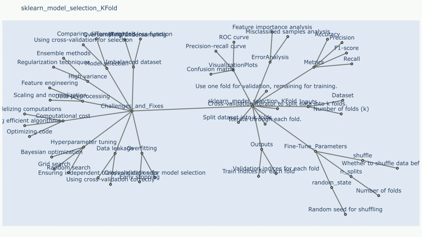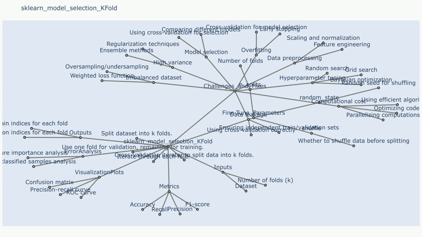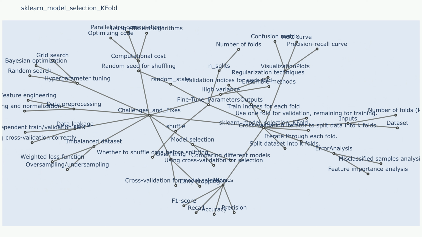Metrics. Accuracy: percentage of correctly classified instances. Precision: proportion of correctly predicted positive instances out of all positive predictions. Recall: proportion of correctly predicted positive instances out of all actual positive instances. F1 score: harmonic mean of precision and recall. AUC, area under the curve: measures the model's ability to distinguish between positive and negative instances.